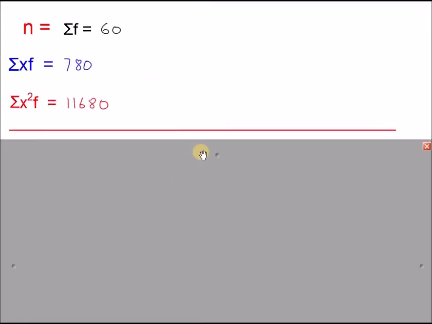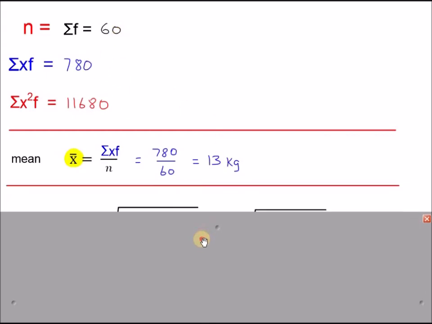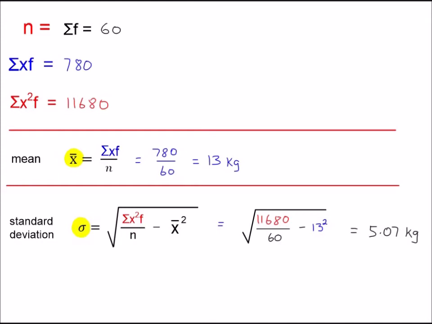So starting with the summary statistics, we work out the mean, 780 over 60, which is 13, and then we work out the standard deviation, 5.07 kilograms. So the units are all in kilograms.